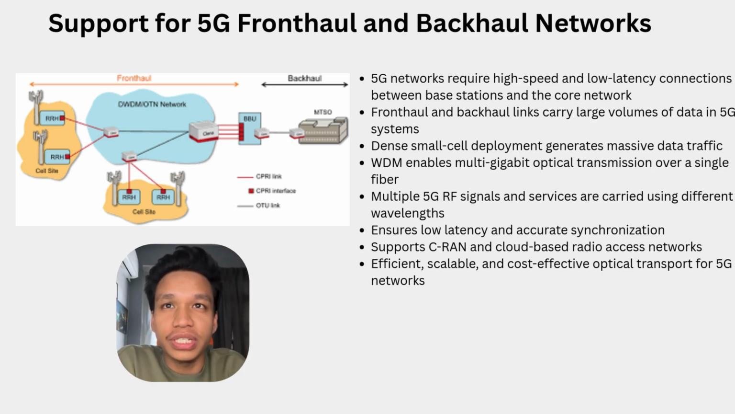So in this section, I will discuss more about the role of wavelength division multiplexing, or WDM, in 5G and future 6G networks, with a focus on front-haul and backhaul applications. 5G networks require high-speed and low-latency connections between base stations and the core network. These connections are known as front-haul and backhaul links, and they carry extremely large volumes of data in modern 5G systems.